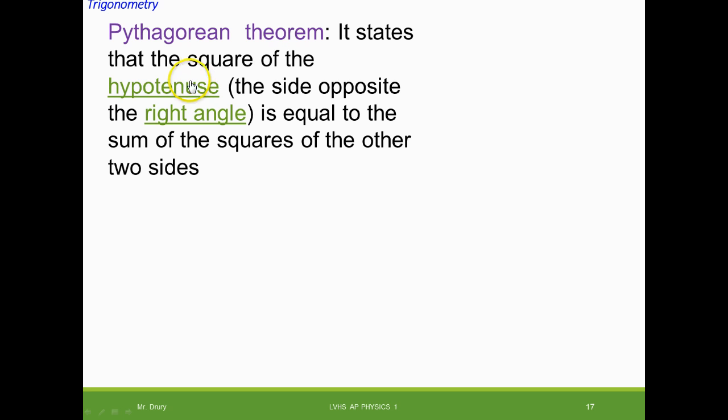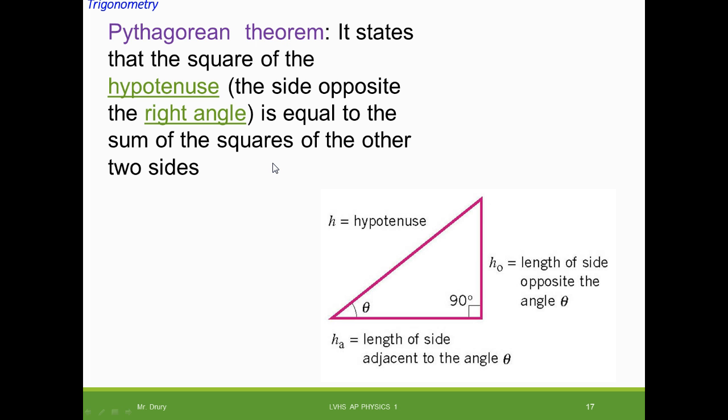It states that the square of the hypotenuse, the side opposite the right angle, is equal to the sum of the squares of the other two sides. All right, so you have, for example, this relationship that we keep on looking at. So this side squared, the hypotenuse squared, would be equal to the opposite side squared plus the adjacent side squared.